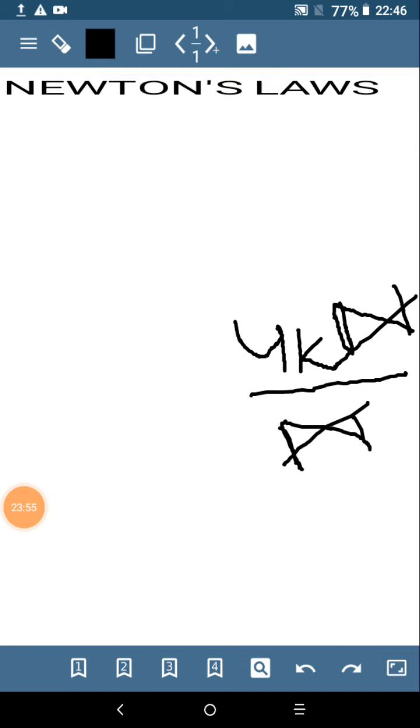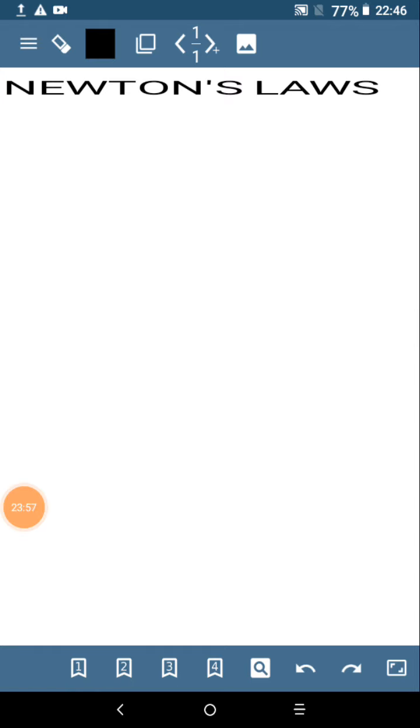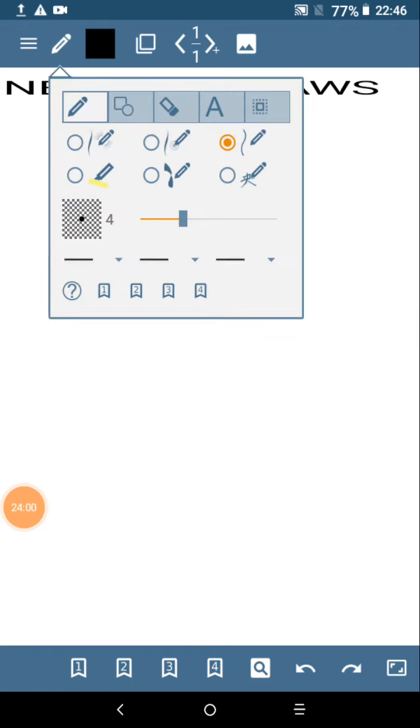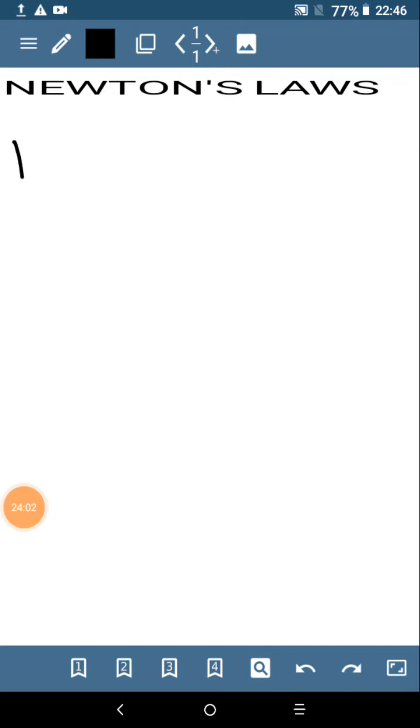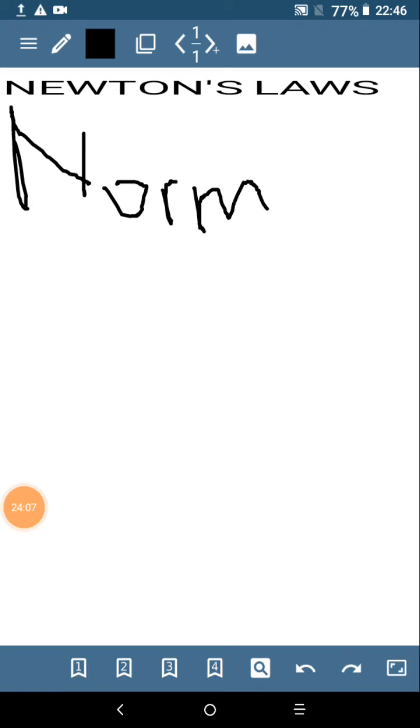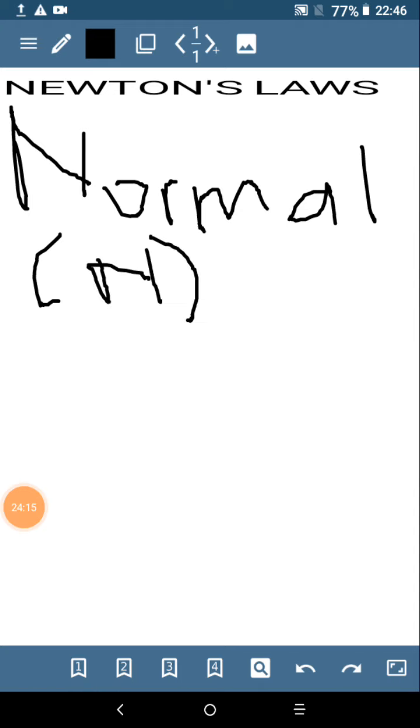Coming now, guys, to the normal force I've been talking about. What is a normal force? A normal force is a force exerted. It is denoted by capital letter N, which is the same as newtons. It is the force exerted by a surface with which an object is in contact and acts perpendicular.